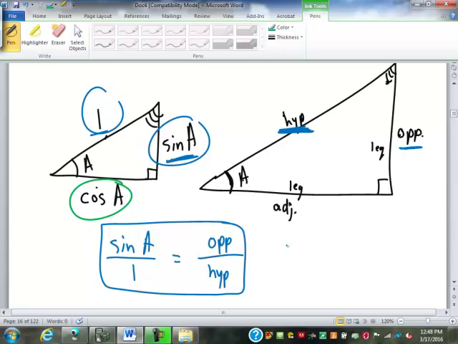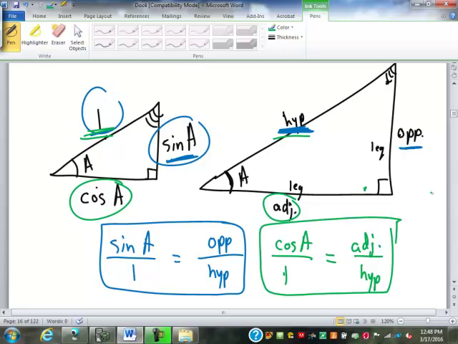Let's look at the cosine. So the cosine of angle A, and we're going to compare it to its hypotenuse again. The only reason we're comparing it to its hypotenuse is because the hypotenuse is 1, so the 1 really doesn't do anything for us. Right? What side on this other triangle corresponds to the cosine? The adjacent, right? And still corresponding to the 1 is the hypotenuse. So the cosine of angle A divided by 1, which is just the cosine of angle A, is equal to the length of the adjacent side divided by the length of the hypotenuse.